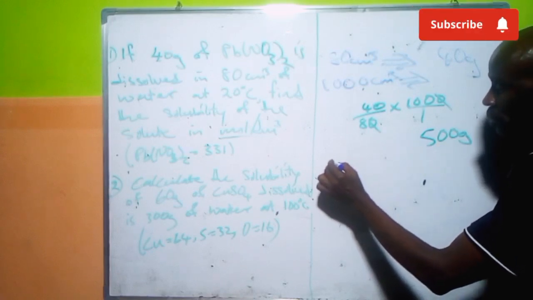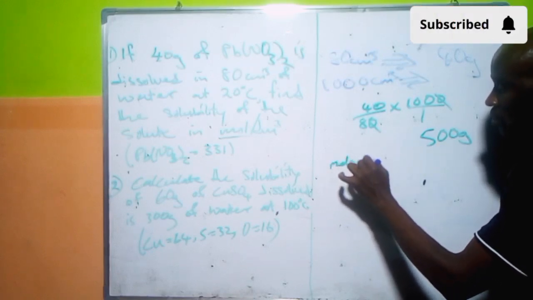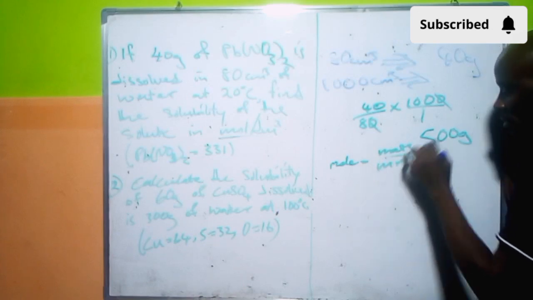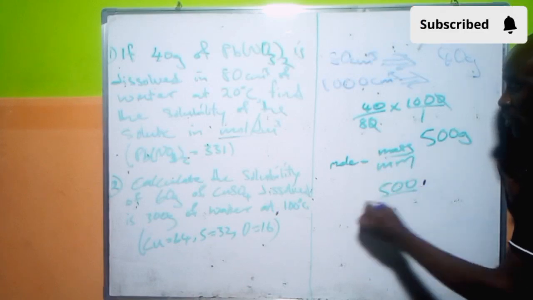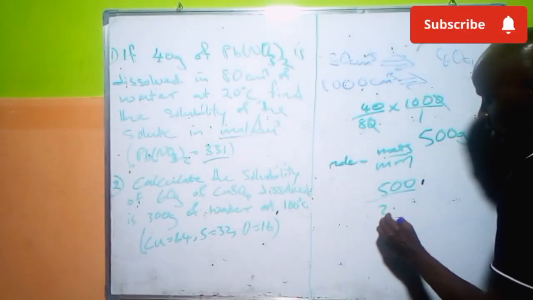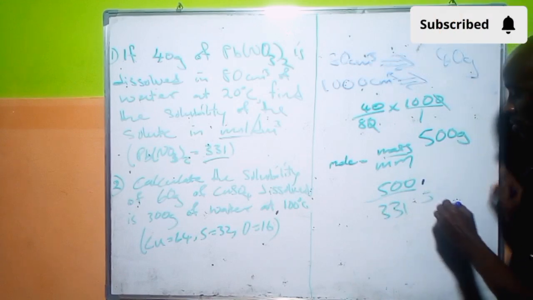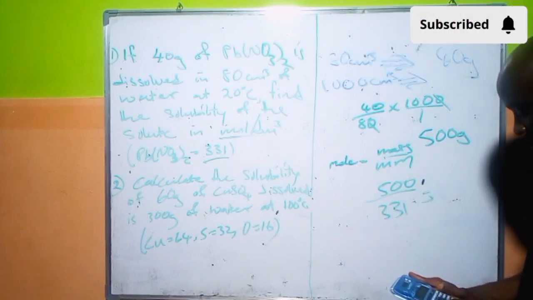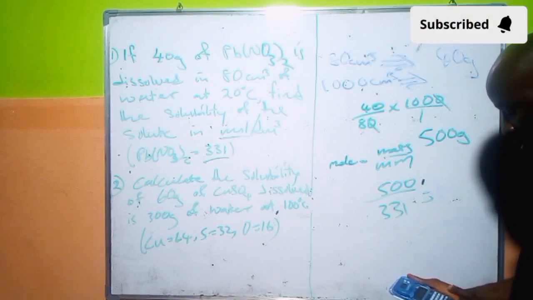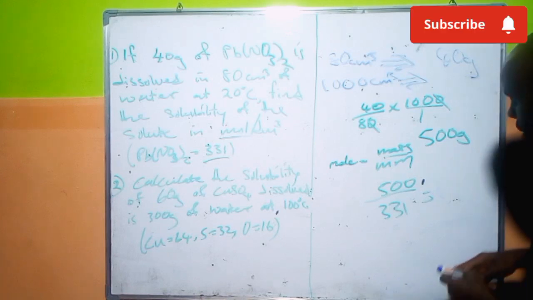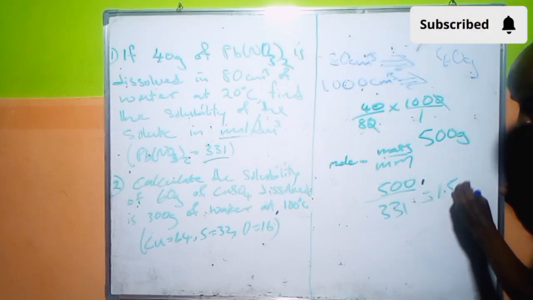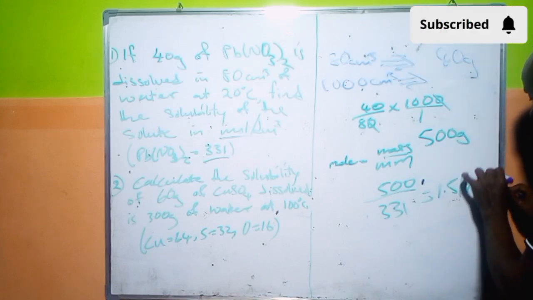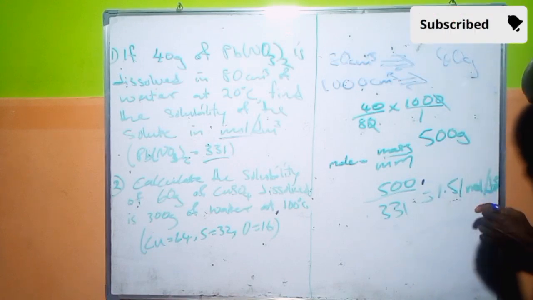To convert to moles, we know that mole is equal to mass over molar mass. 500 is the mass over the molar mass, which is 331. So when we divide that, what do we get? 500 divided by 331 gives 1.51 mole per dm cube.